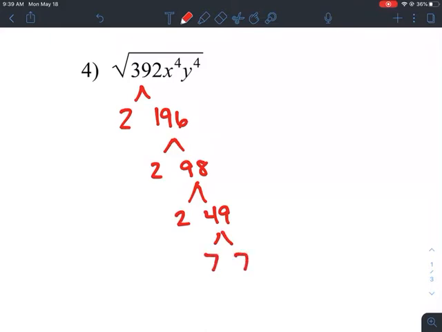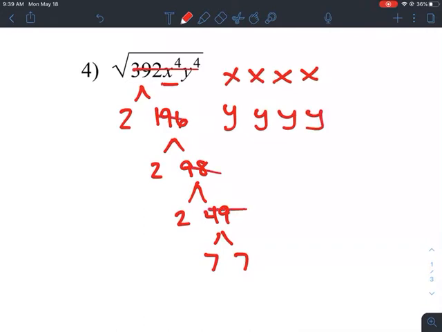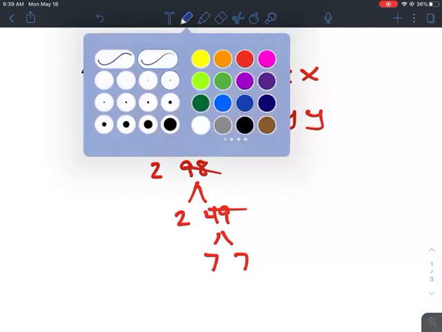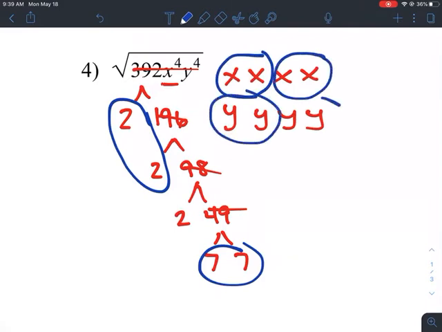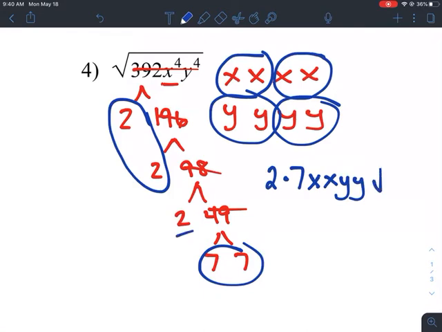And get 7. And then I have 4 x's, so I'm going to write those out here, and 4 y's. So these are gone, these are gone, these are gone. That's gone. Now I circle my pairs. So I have 2 2s, 2 7s, 2 x's, 2 more x's, 2 y's, 2 more y's. Everything that I circled, I'm going to put on the outside, one for each pair. So on the outside I have 2, I have 7, I have 2 x's, 2 y's, and then all I have left over is that little 2.